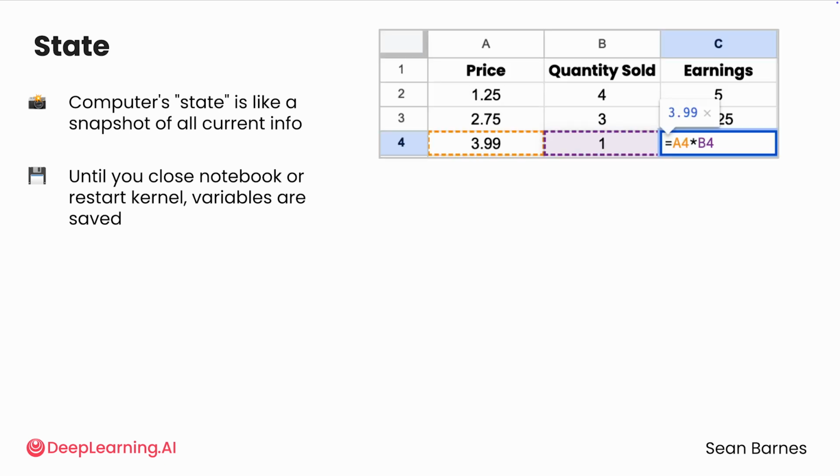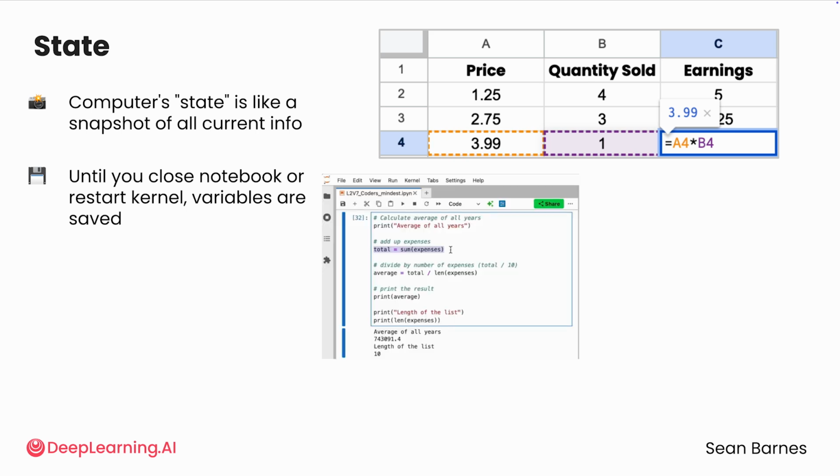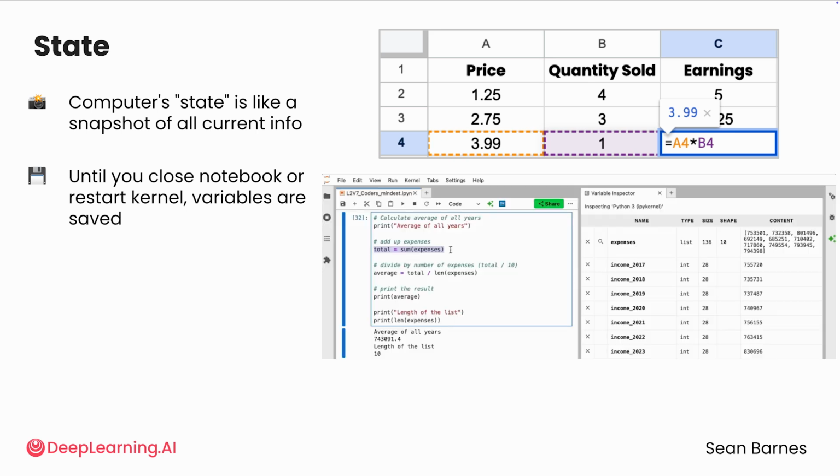In the spreadsheet, you're looking at the state directly, because all of the data and calculations are displayed in the cells. In your Jupyter Notebook, however, you aren't looking at that state. Unless you open the variable inspector, the variables and their values aren't shown to you. This feature helps you focus on the output of your program rather than all of the intermediate steps. It also makes computations faster because the computer doesn't have to spend resources displaying results.